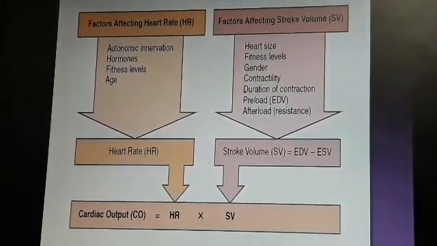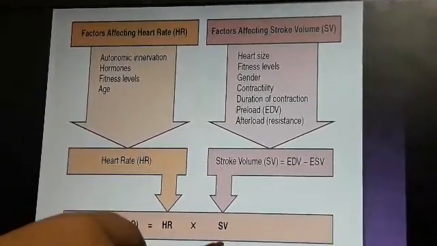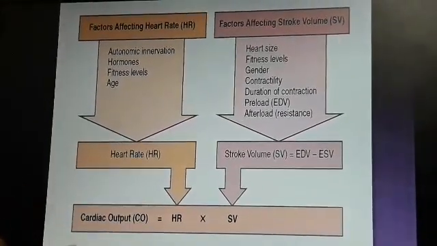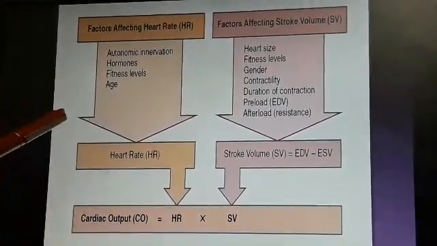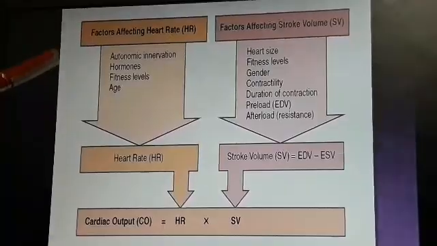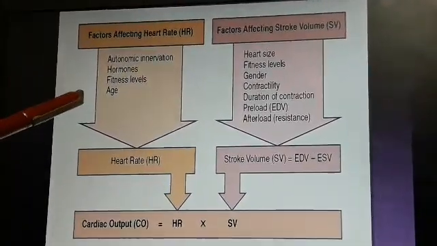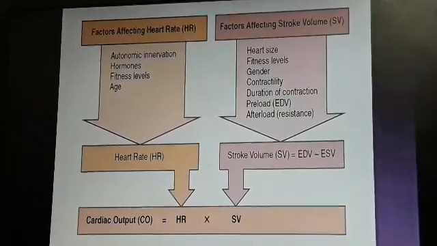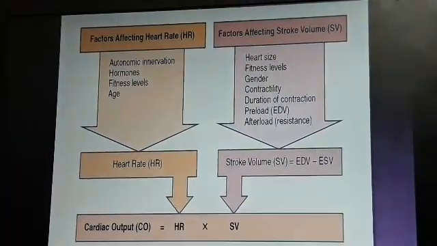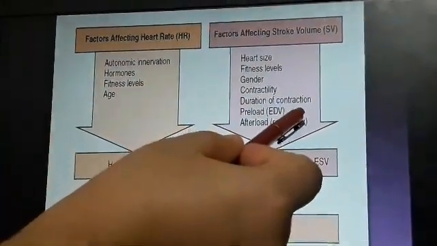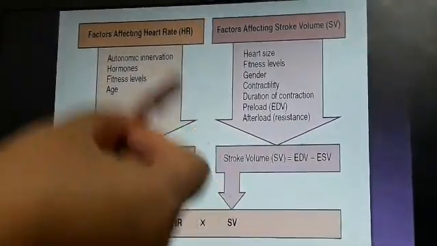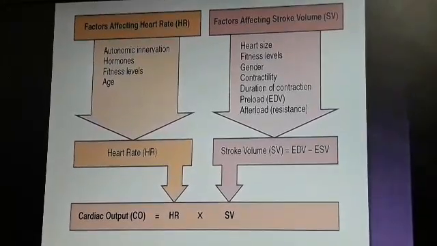We have learned that cardiac output is the product of heart rate and stroke volume, and the factors that affect the heart rate and stroke volume will ultimately affect the cardiac output. The heart rate was under the control of autonomic innervation by parasympathetic and sympathetic stimulations, under hormonal action and exercises. There were also age-related changes, as well as factors affecting the stroke volume like heart size, exercise, gender, contractility of the heart, duration of contraction, and diastolic volume like preload, and total peripheral resistance like afterload. These were all the factors that were affecting the cardiac output.